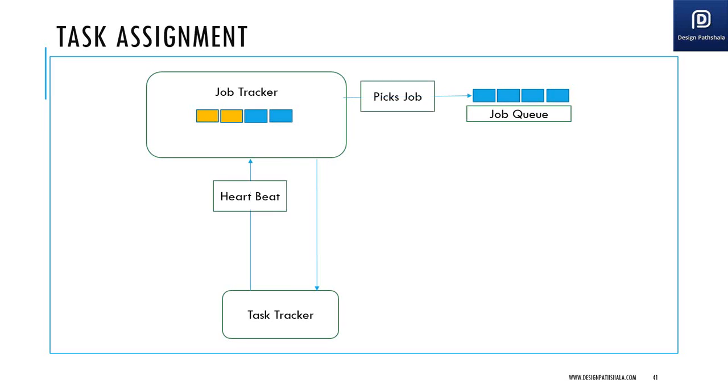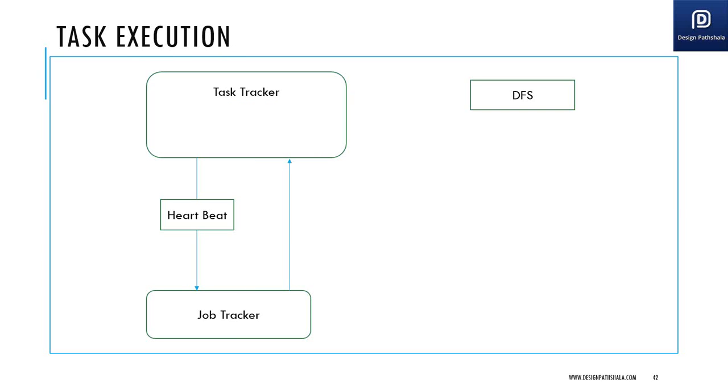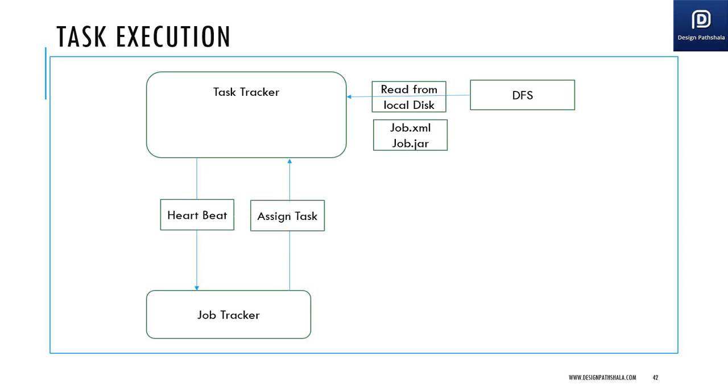Job tracker picks the job from the job queue which it has placed in the previous slide and assigns those tasks to the task tracker. Now the job tracker is down, task tracker is up, please mind. The task tracker reads the logic which needs to be triggered on the data from the distributed file system and initiates a new JVM. And in that JVM, that logic runs to do the data processing.